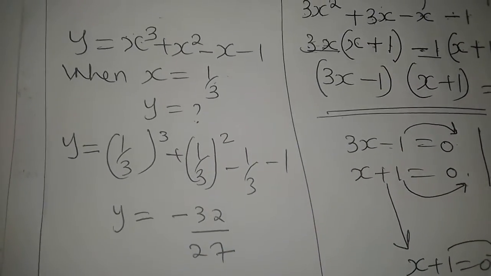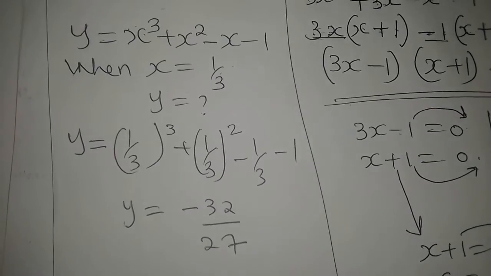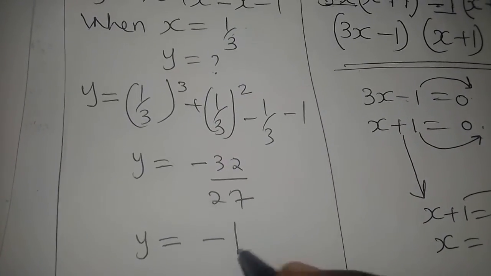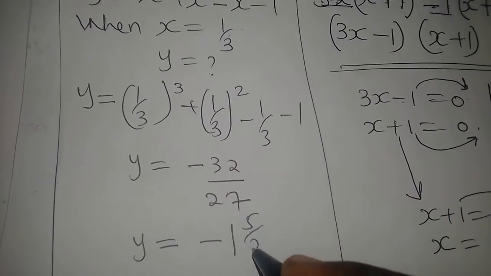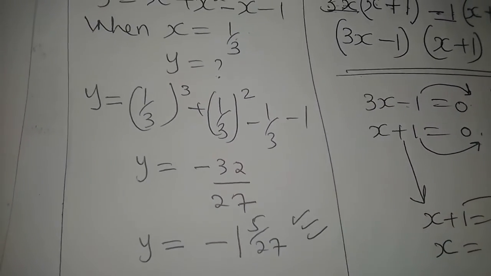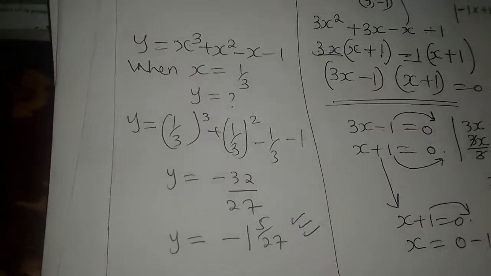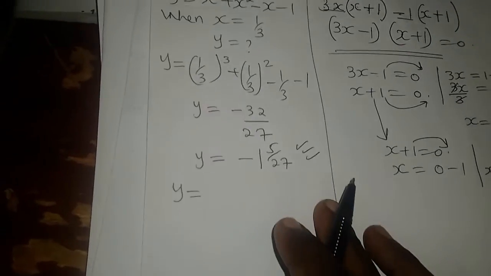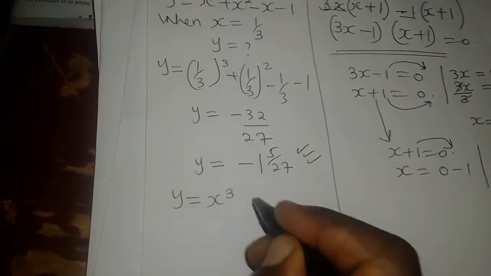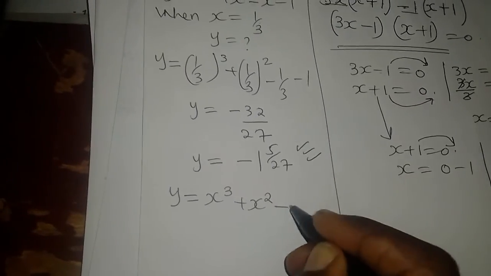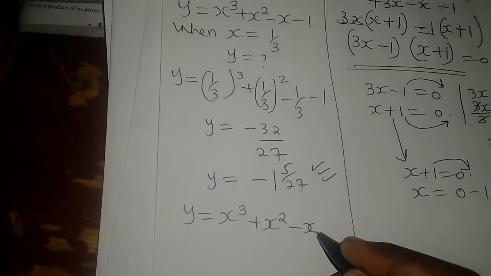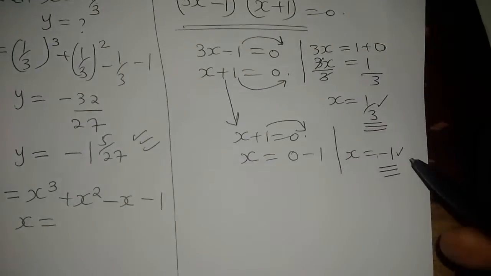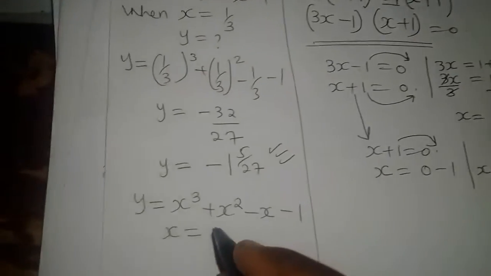Or I can write it as a mixed fraction. I'm going to say y is equal to, so this goes into this how many times? Negative 1. What is the remainder? 5 over 27. That's the first value of y. So again, I'll write the equation down. y is equal to x cubed plus x squared minus x, then minus 1. So when x is negative 1, what will be the corresponding value of y?